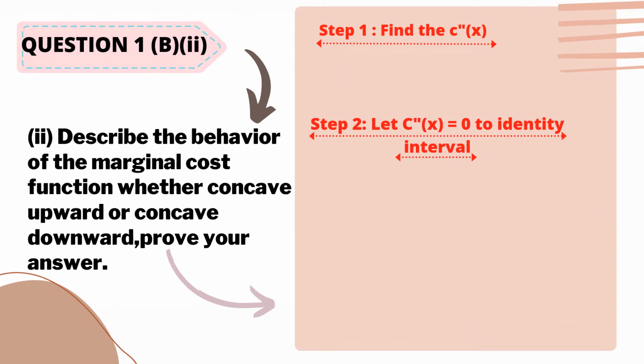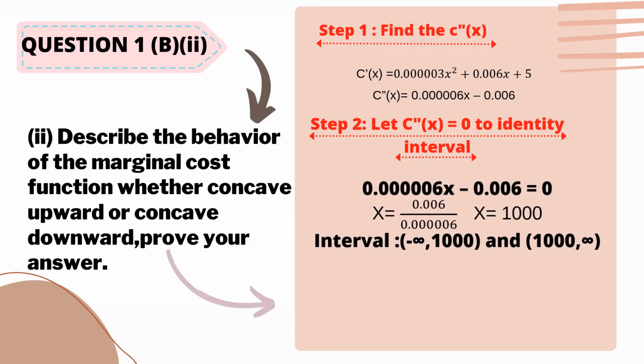Second question for 1b is we need to describe the behavior of the marginal cost function, whether concave upward or concave downward. First step, we need to find the second derivative, and we get 0.000006x minus 0.006. Step number 2, we let the second derivative equal 0 to identify the interval. So we get x equals 1000, and the intervals are negative infinity to 1000 and 1000 to positive infinity.